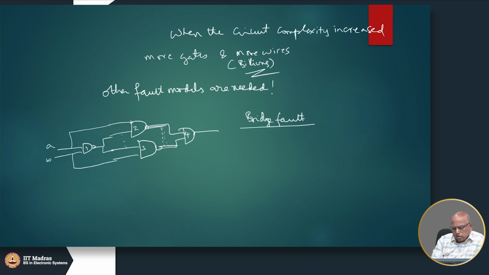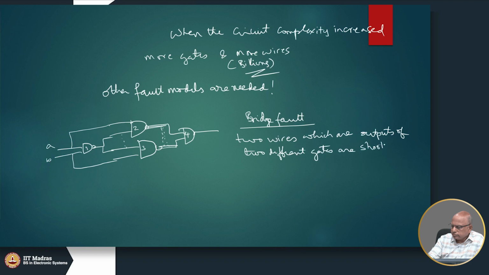So two wires which are outputs of two different gates are shorted. Suppose I have this output as X and this is called Y, then X bridged with Y means X is bridged.